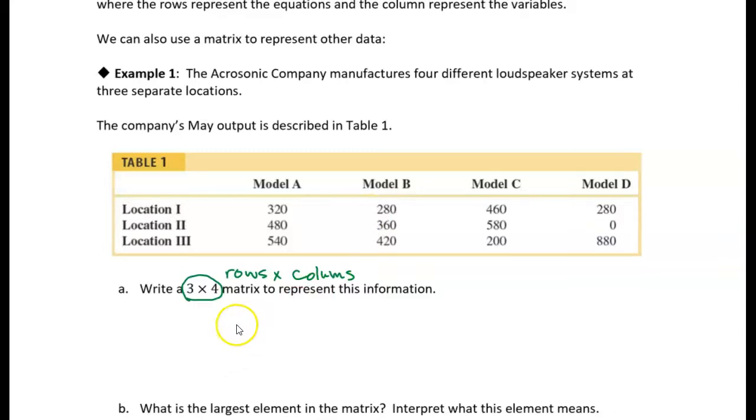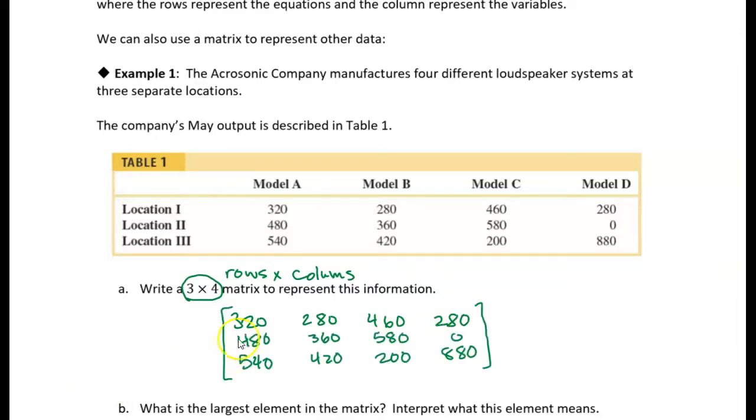So all we really need to do is copy down this information. 320 is the first number, 280, 460, 280, and so on. And that's really all there is to it. We're just putting these numbers in a matrix. Now, it's always a good idea to keep in mind what we're representing and what these different rows and columns mean. So the columns represent the different models, A, B, C, and D, and the rows represent the locations. So this is location 1, location 2, and location 3.